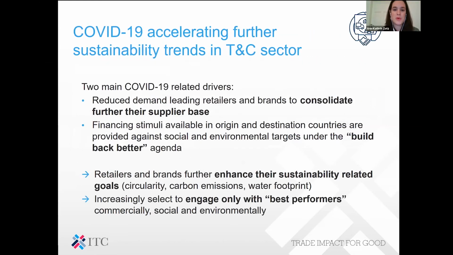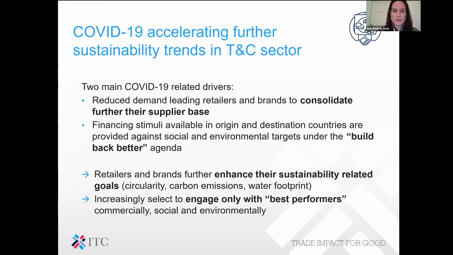And all this we see much more pronounced, even further through COVID. So we see the reduced demand of garments, leading retailers even further to consolidate, of course, their supplier base. Matthias had just shown the reduction in demand. Of course, that means many suppliers are not only receiving fewer orders, but perhaps no orders from certain buyers. And this is paired with, for example, financial stimuli, which are available in the origin, but also destination countries, and which also set out social and environmental targets to build back better.